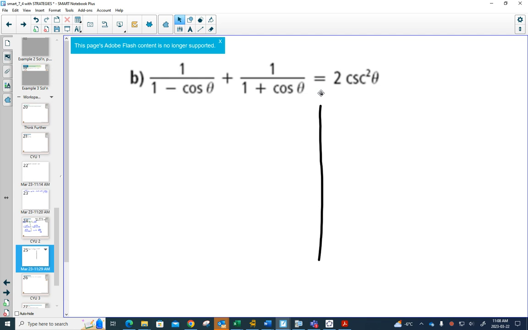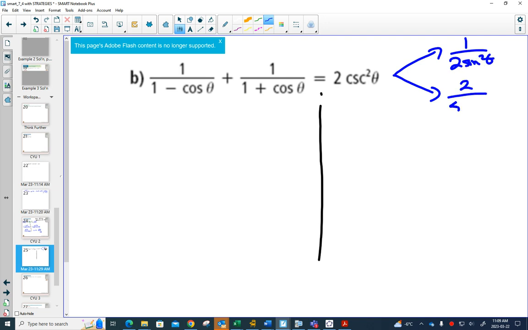One of these simplifications is correct, and one of them is wrong. It's how we deal with the 2. Does the 2 make a difference? Yeah. So, should this be 1 over 2 sine squared theta, or should this be 2 over sine squared theta? Some of you have one, some of you have the other one.